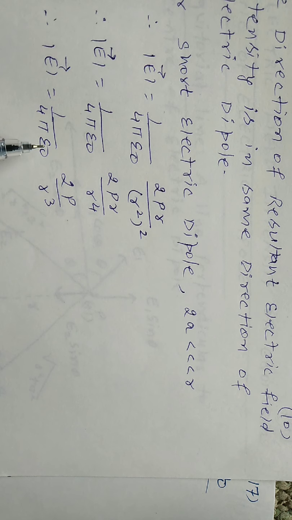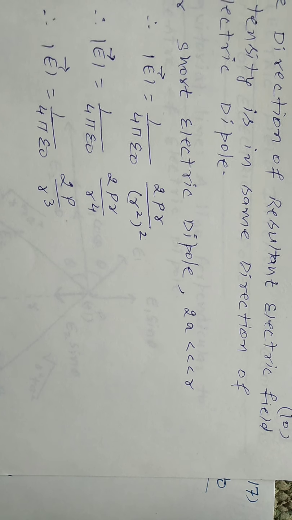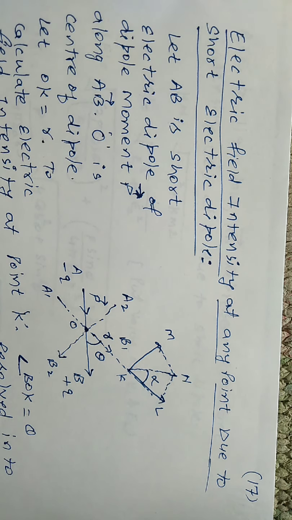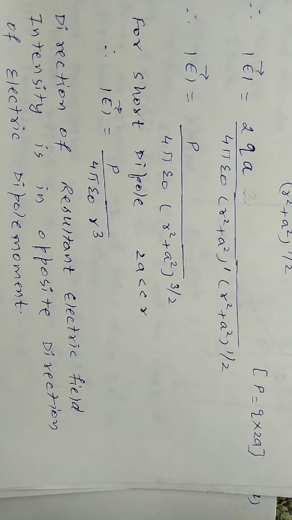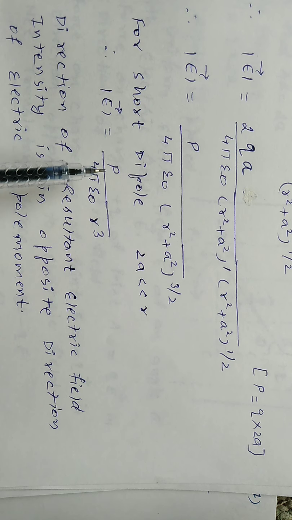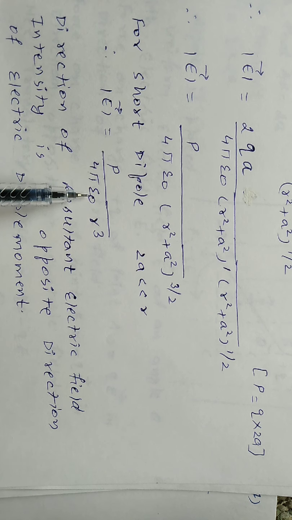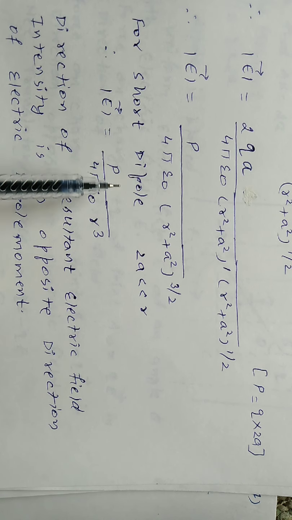In this topic, we have to use this relation 1 by 4 pi epsilon 0 into 2p upon r cube, where p is dipole moment. And earlier we have done electric field intensity at any point on the equatorial line due to an electric dipole. In that topic, for the short dipole, we found the value of electric field intensity E is P upon 4 pi epsilon 0 r cube. Here P is electric dipole moment. So in this topic, we have to use this relation for the equatorial line for the short dipole.